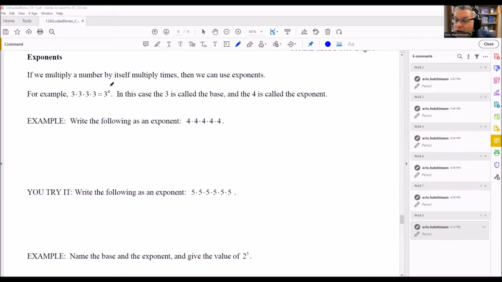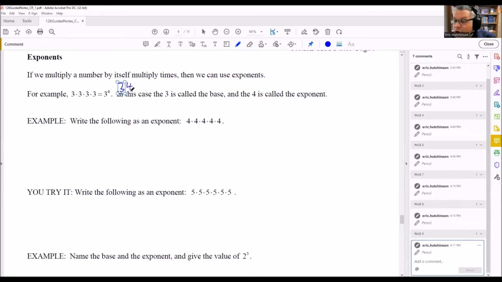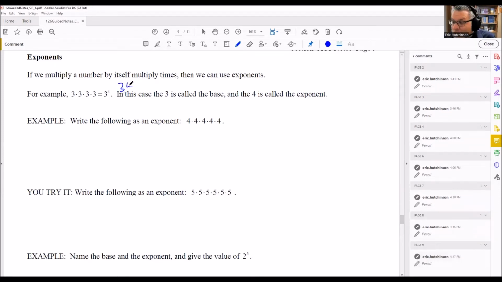You don't want to write it out on the same line. If you do this and put a 4 like that, that may be misinterpreted as 3 times 4 or 12. So make sure you don't do that. Make sure instead you put the 4 on top like it should be here. The 3 in the bottom, the big number, is called the base, and the top number is called the exponent.